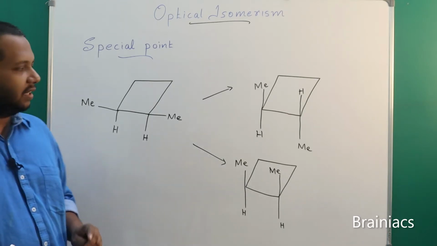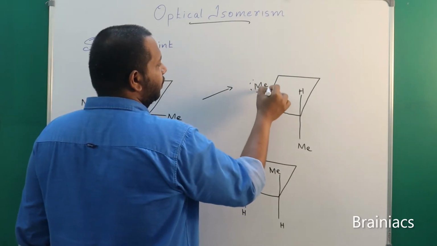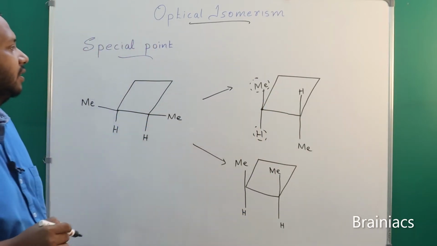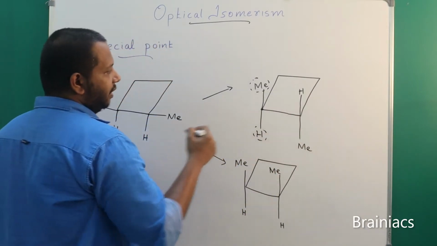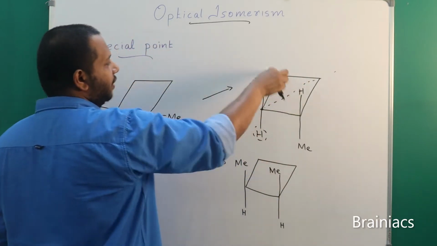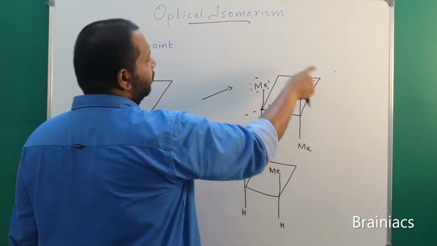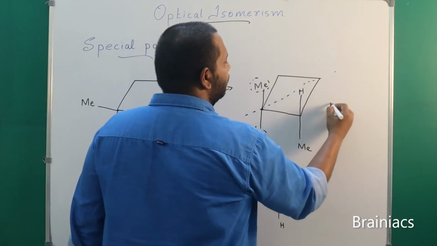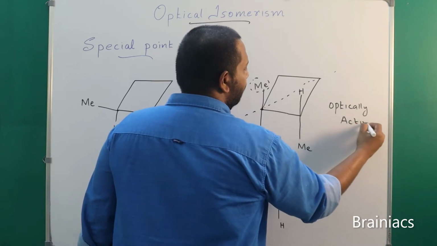Now we can say that here, this carbon atom has one methyl group, one hydrogen, and the other is connected to a ring, and this ring has hydrogen and a methyl group here. Correct? If you try to find symmetry of this ring, you cannot get it because both halves are different. And most importantly, there is no plane of symmetry within this molecule. So I can say that this molecule is optically active. Very, very important.